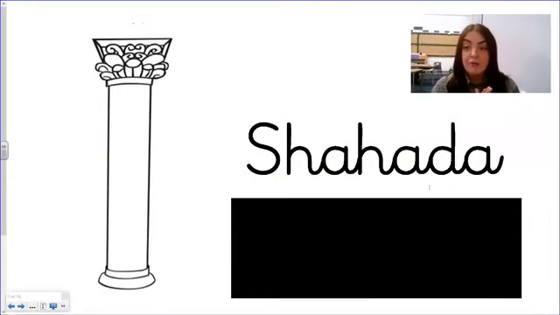Okay, so now we're going to focus on each pillar. We're going to practice saying them, pronouncing them, and having a think about what each of them stood for. Hopefully in your notes, you should have all of these written down somewhere. If not, you can always go back and have a little look at the video again. So the first pillar is Shahada. Shahada, my turn, Shahada, your turn. Now, can you remember what the duty of the first pillar was?